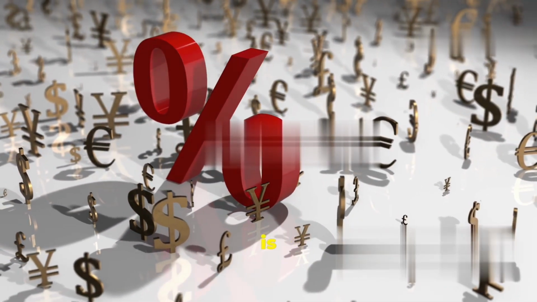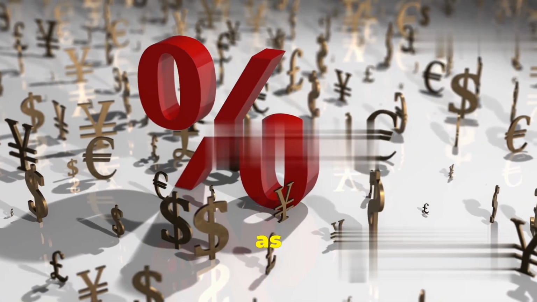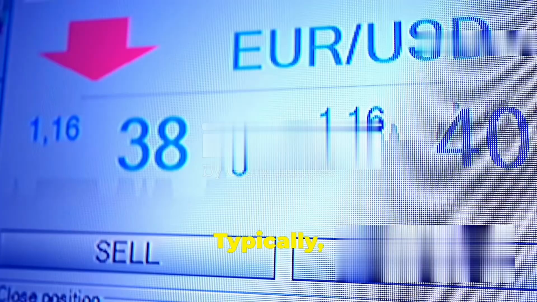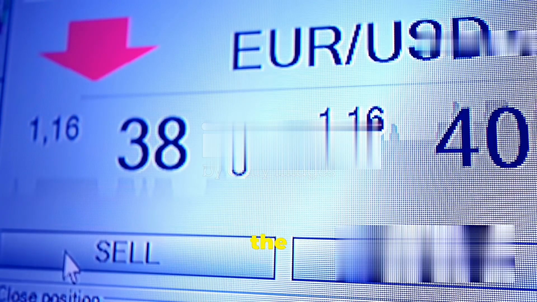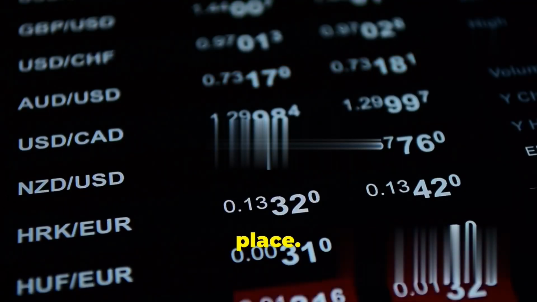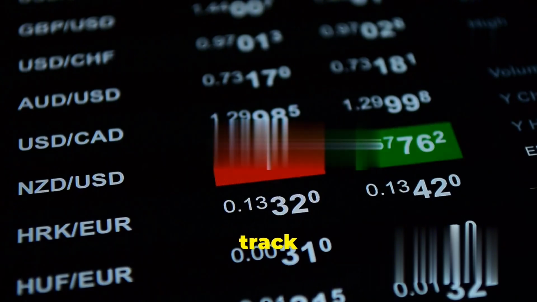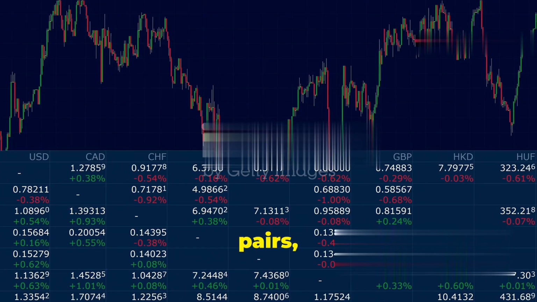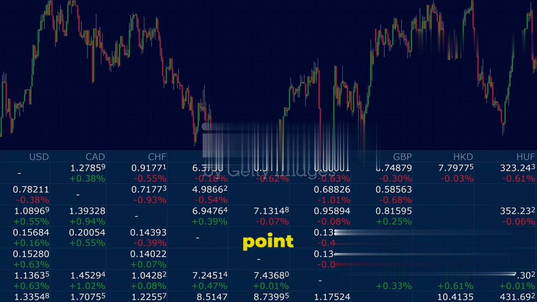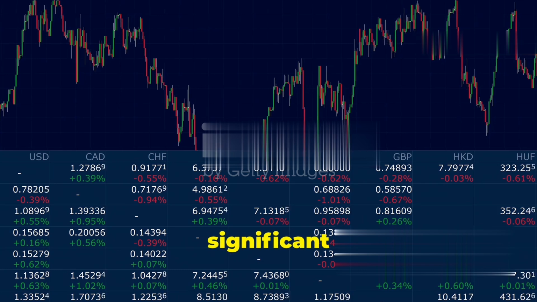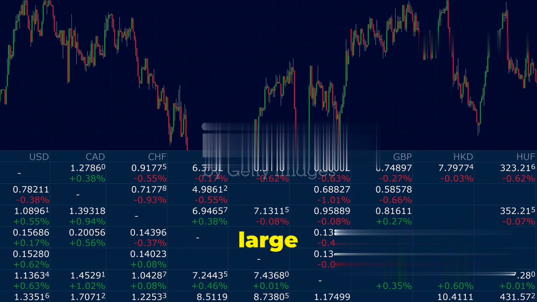This tiny unit is crucial for traders to understand, as it forms the basis for calculating profits and losses. Typically, currency pairs are quoted to the fourth decimal place, and a pip is equivalent to a one-digit change in that fourth decimal place. This precision allows traders to track even the smallest fluctuations in currency values. For most currency pairs, this means a pip is equal to 0.0001. This seemingly minuscule change can have significant implications when leveraged in large trades.